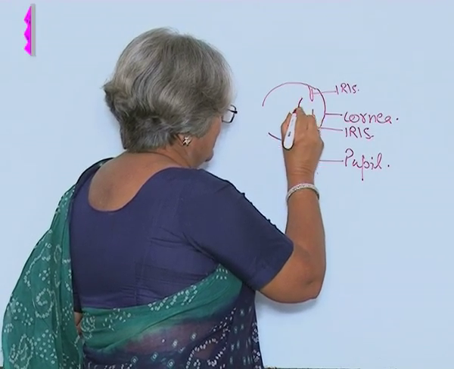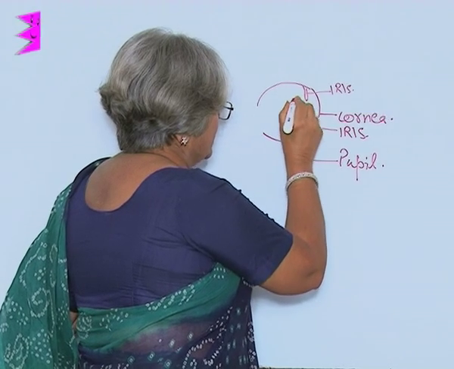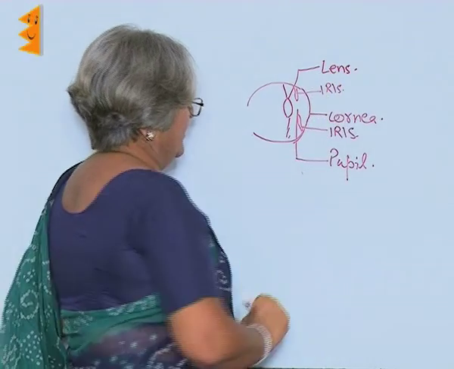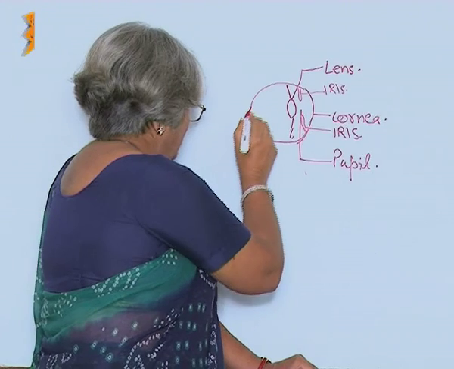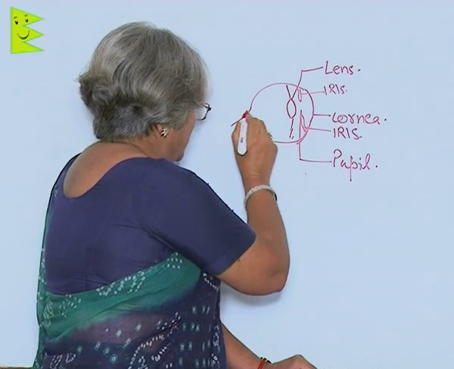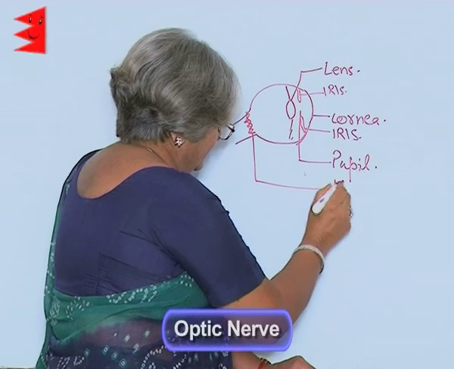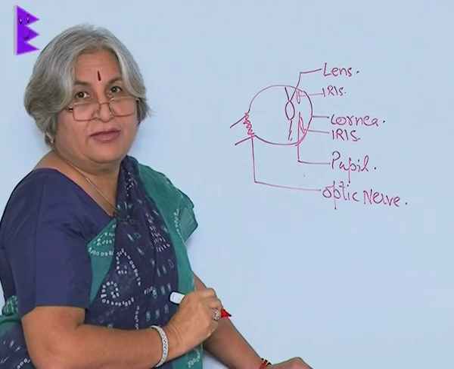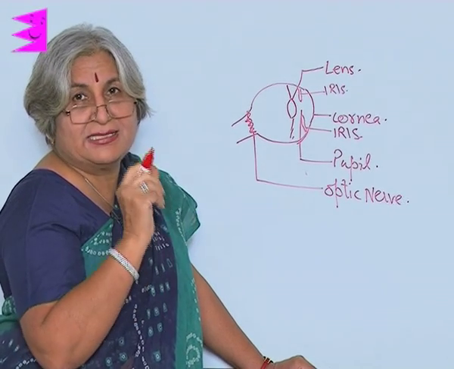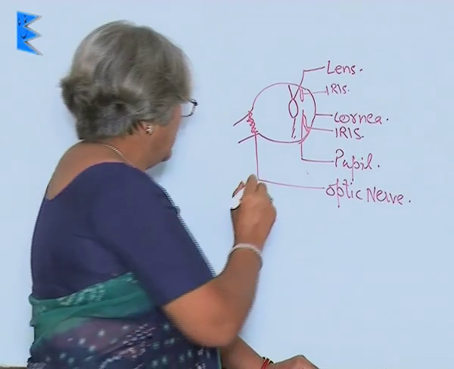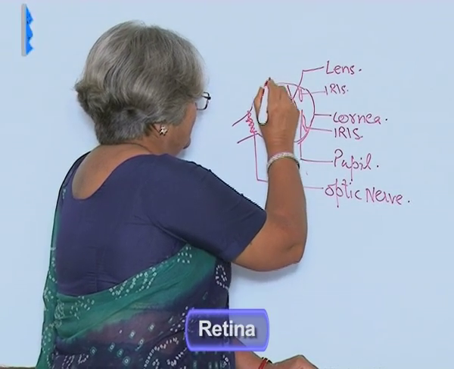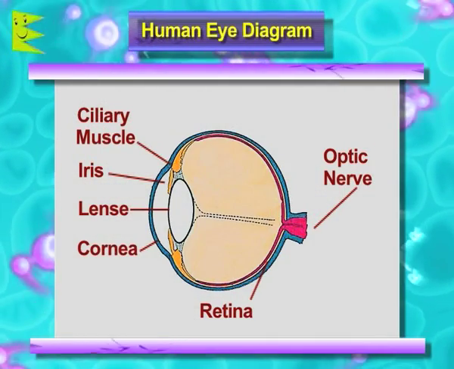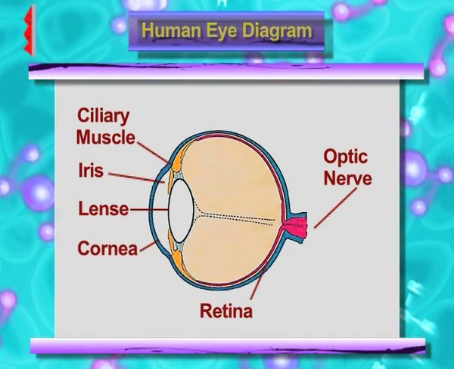Now, this lens bulges out. So, which kind of lens is it? This is the convex lens. At the end there are some nerve cells, and this is called optic nerve. The innermost layer of the eye is very sensitive, and it is there that an image is formed, and this is called a retina. So, this is the structure of the eye, and now how the image is formed.